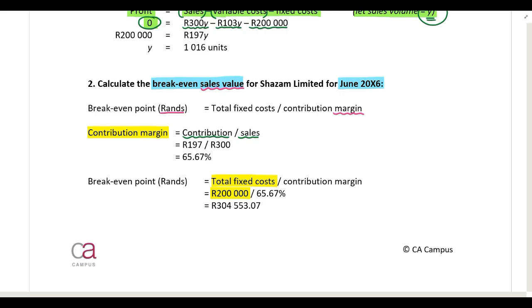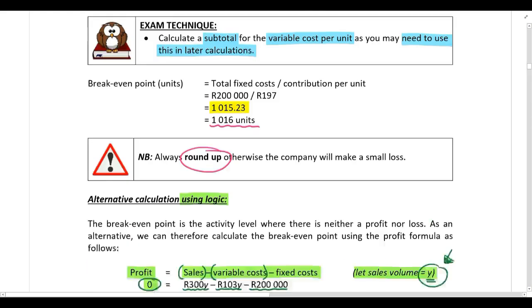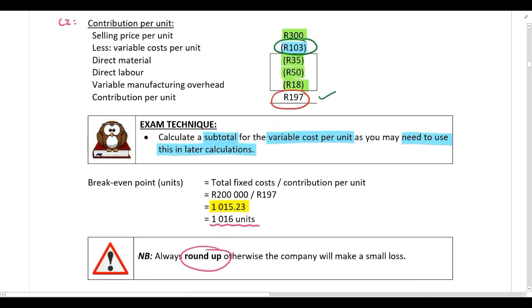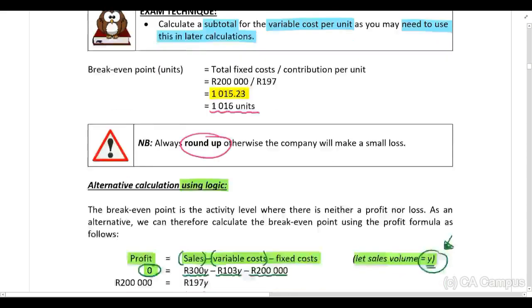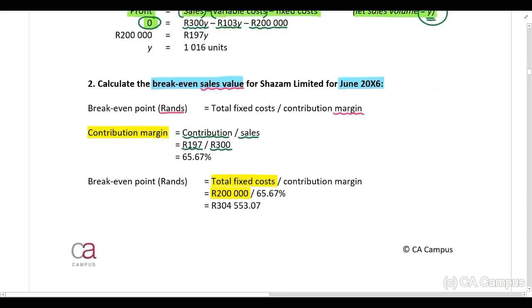So in this question, it makes sense to perform the calculation per unit because we have already calculated the contribution per unit and we have the selling price per unit. So it's easier to perform the calculation per unit. If you go above, there's the contribution per unit that we calculated, and there's our selling price per unit. So calculate your contribution margin. You can then calculate your break-even point in rands by taking your total fixed costs and dividing by that contribution margin that we calculated above, and you have your answer in rands.